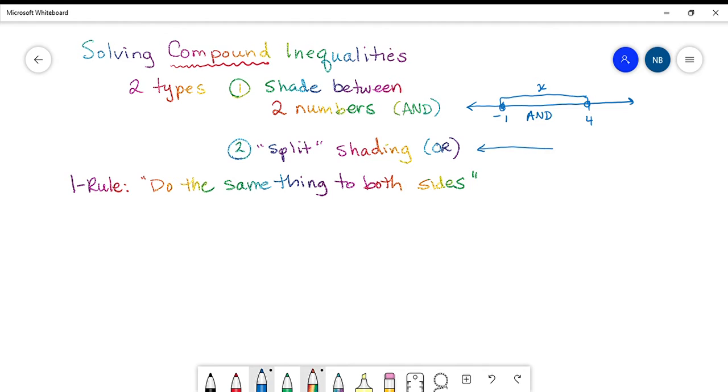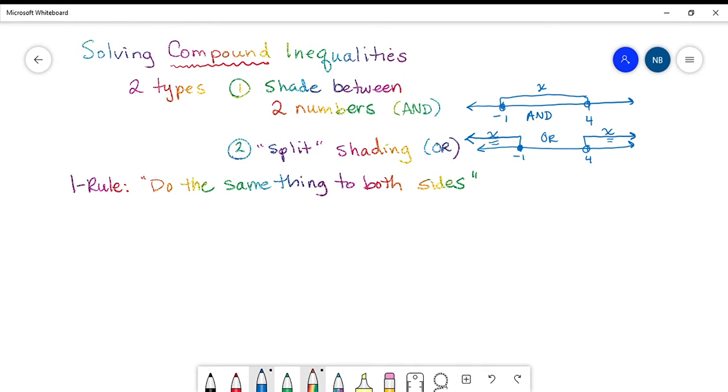With the split shading, I'll use -1 and 4 again. With the split shading, x is either smaller than -1 or it's bigger than 4. So x is either over here or it's over here. So we have two types, shade between and the split shading.